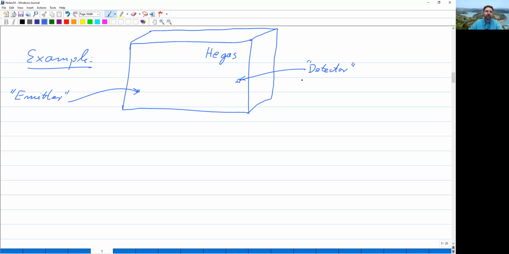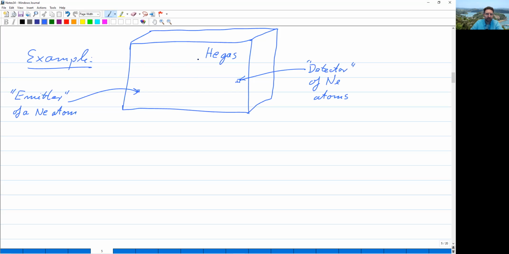Now, what do we want to emit and detect here? Let's say it's an emitter of a neon atom. And this is the detector of neon atoms. All this is very hypothetical, of course. Now, why would we use helium and neon? Well, because helium doesn't form molecules and neither does neon, and they don't form molecules with each other. So it's something that makes sense for our purposes.